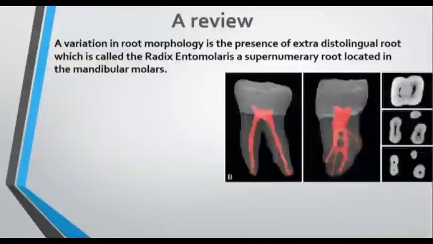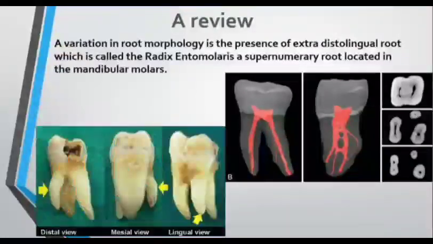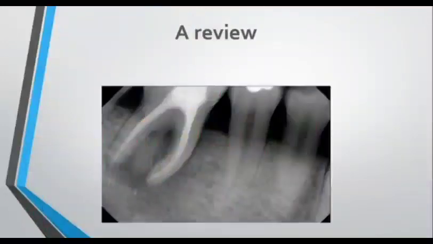A variation in root morphology is the presence of an extradistolingual root, which is called the Radix entomolaris, a supernumerary root located in the mandibular molars. We had to go through this anatomy introduction because a practitioner should always be prepared for the variation in anatomy, like an extra canal or root or even C-shaped canals. A missed canal could lead to persistent apical lesion and disturbance for the patient and might even lead to tooth loss. In other words, missed anatomy means poor prognosis for the endodontic treatment.